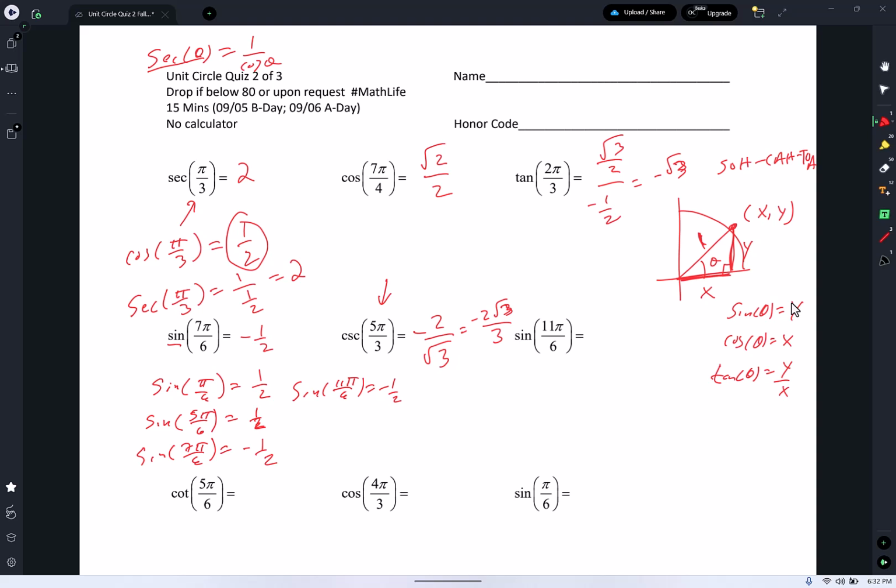Sine of 11 pi over 6, negative 1/2. That's it. You just think about the y value. You're in quadrant 4. And sine of all the pi over 6 is a half, but you're in quadrant 4, so the y value is negative.